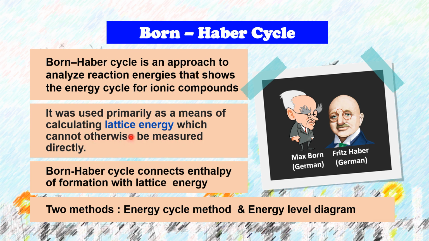So which means lattice energy, we cannot calculate it directly. So it involves a series of enthalpies. The Born-Haber cycle connects enthalpy of formation with lattice energy. So there are a few enthalpies that will be connected with lattice energy. Alright, so two methods that we can apply are the energy cycle method and the energy level diagram.